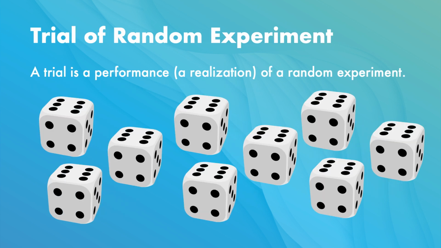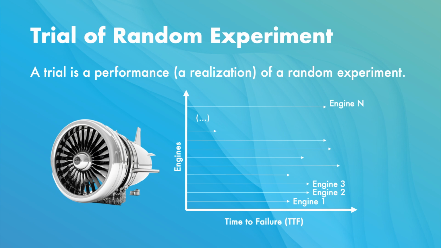A concept that is closely related to experiment is the concept of trial. Why? Because we talked about the experiment being repeated. So every time that you roll a dice, you're in a new trial. And a trial is essentially a performance, a realization of a random experiment. In maintenance, we also have the concept of trial. And basically a trial is an observation of an equipment until its end of life.